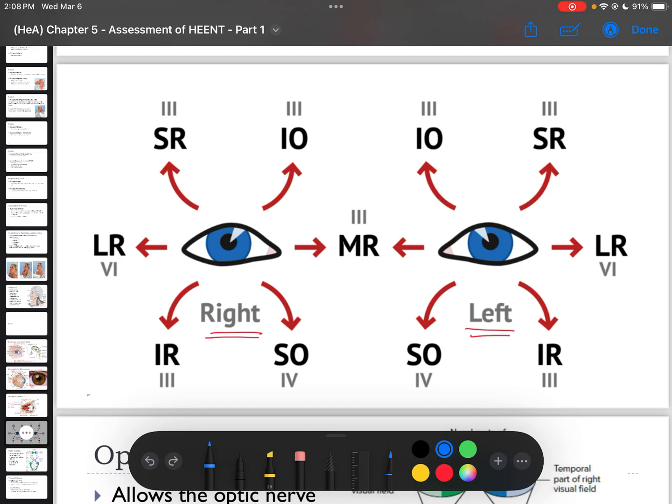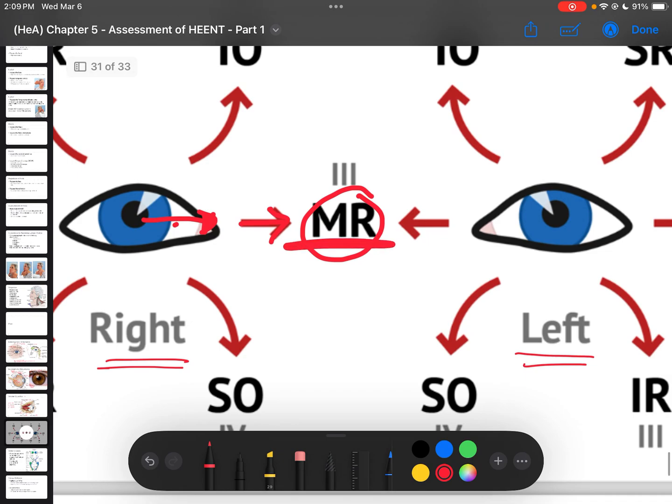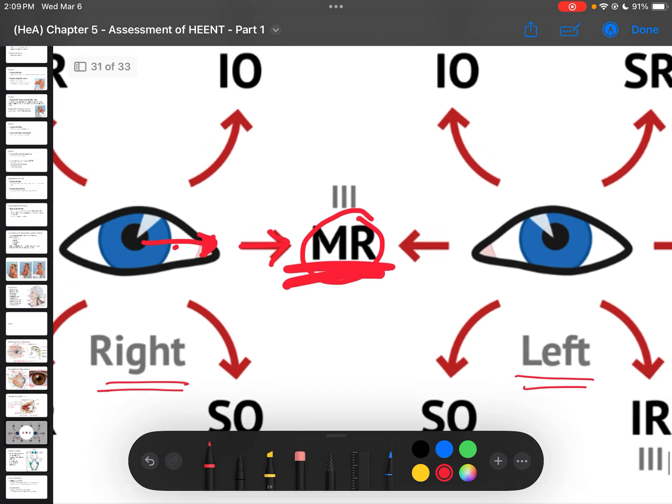Now, what is the purpose of this? The right eye, using the medial rectus, will move towards this direction. The muscle that is moving it is your medial rectus. At the same time, it is being controlled by our cranial nerve number 3.